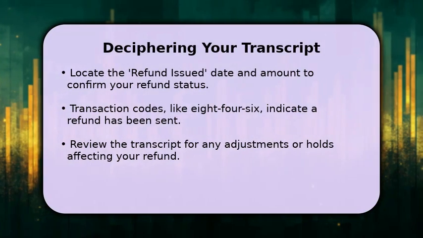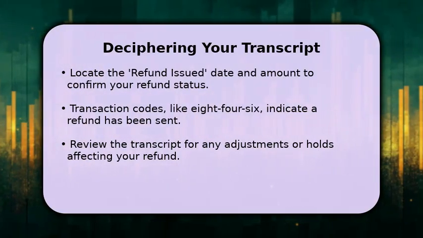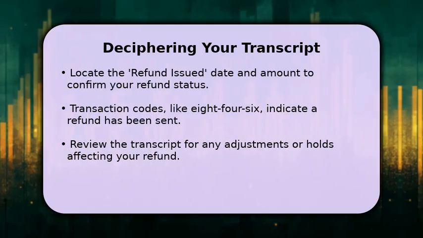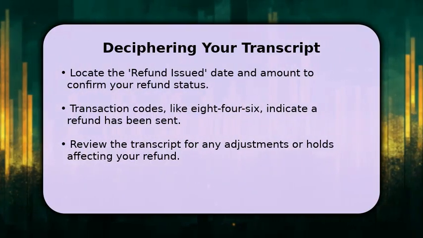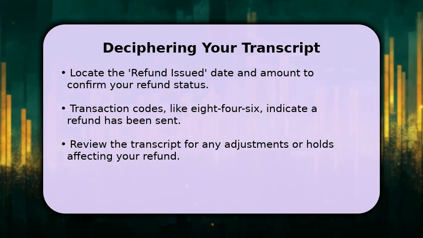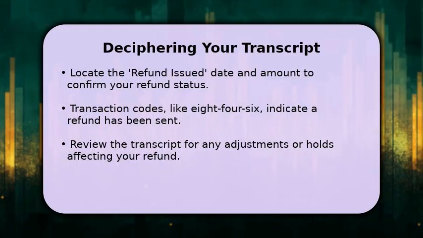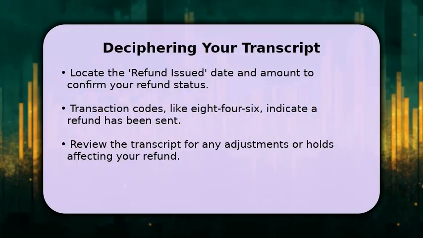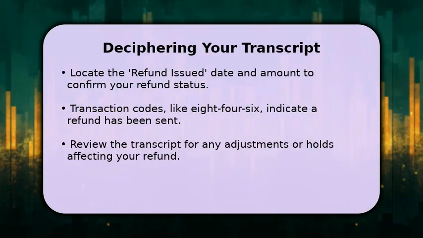Once you have your transcript, understanding its contents is key. Look for the refund issue date and the corresponding amount to confirm your refund status. Transaction codes are crucial. For example, code 846 signifies that your refund has been sent. Pay close attention to any other codes or notes that might indicate adjustments, offsets, or holds on your refund, providing clarity on your tax account.